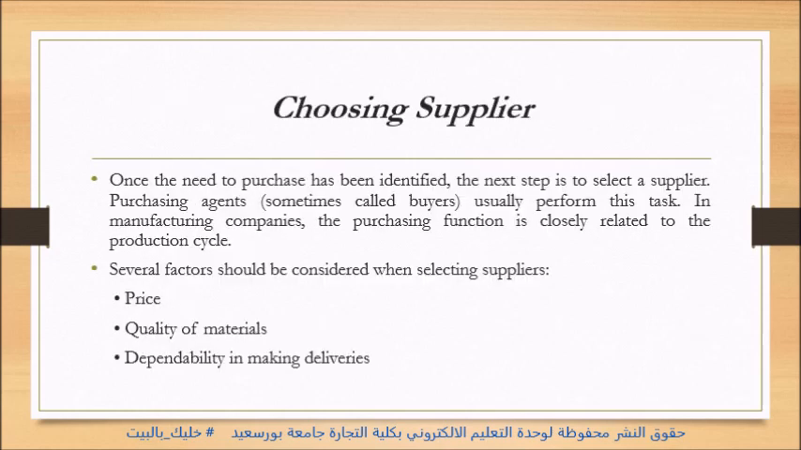Once the need to purchase has been identified, the next step is to select a supplier. The buyer usually performs this task. In manufacturing companies, the purchasing function is closely related to the production cycle. Several factors should be considered when selecting suppliers. What are these factors? They are price, quality of the materials, and dependability in making deliveries.